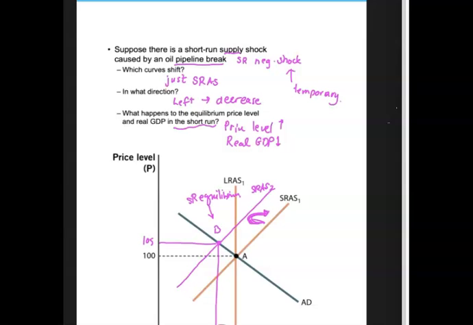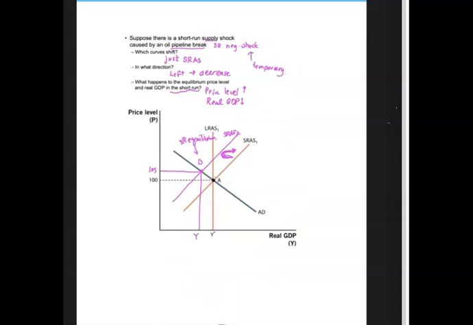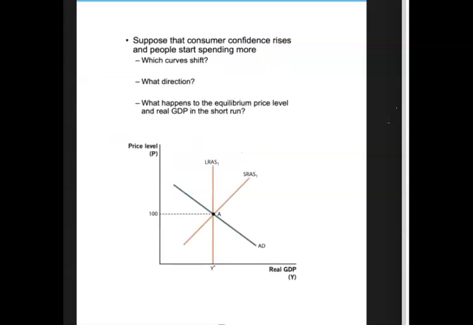Okay, it will shift back to the right again. So if that is the case, the price level, real GDP, and unemployment all return to the original levels. That makes sense? So that is how to get to the long run equilibrium. All right, so another example.